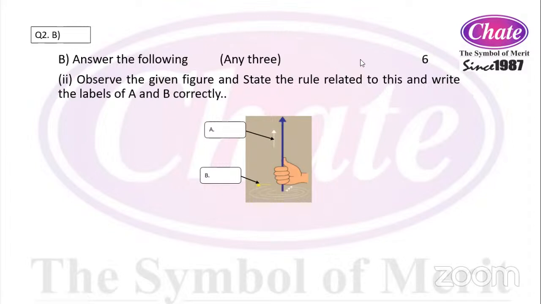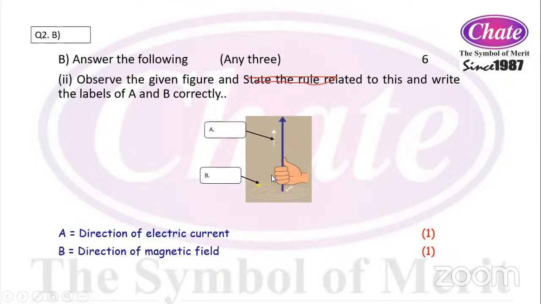We will just put the labels here. Each label carries 1 mark. So you can say here A is the direction of electric current and B is the direction of magnetic field. So this is the right hand thumb rule, and if they ask you to state that rule, then you have to state that rule. In this way you are going to solve here only the A and B.